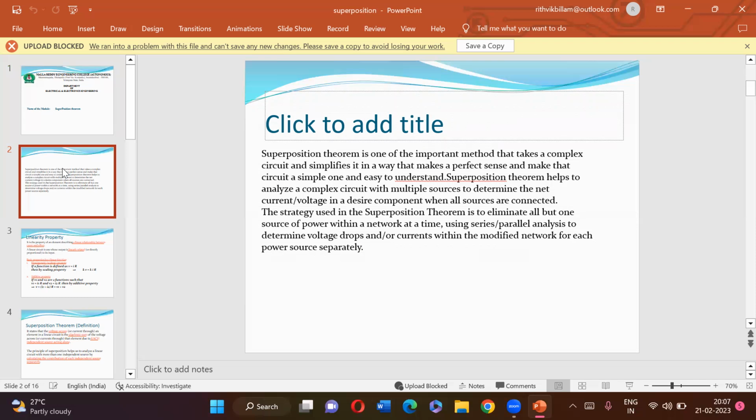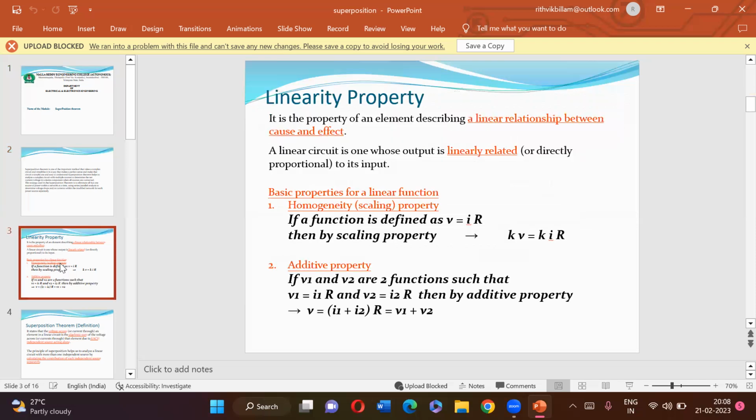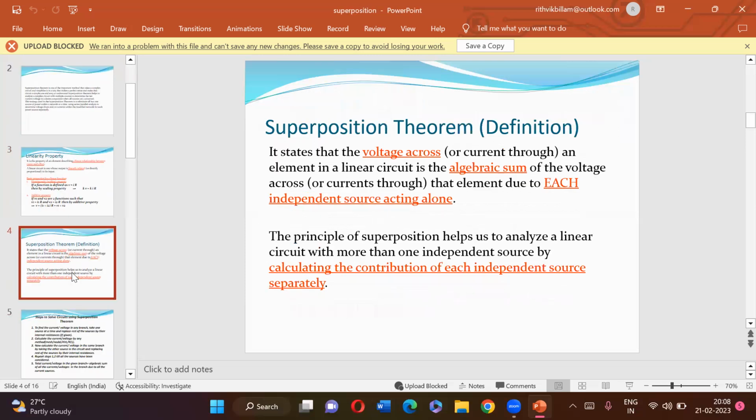The strategy used in the superposition theorem is to eliminate all but one source of power within the network, so that only one is activated at a time, using a series of parallel analysis to determine the voltage drops or the current flowing within the modified network for each of the power sources separately. Right. In order to apply this theorem, a linear property has to be applicable in the system. One, it has to satisfy the homogeneity rule, and another one is the additive property.